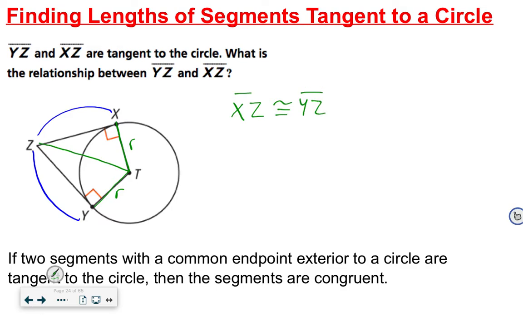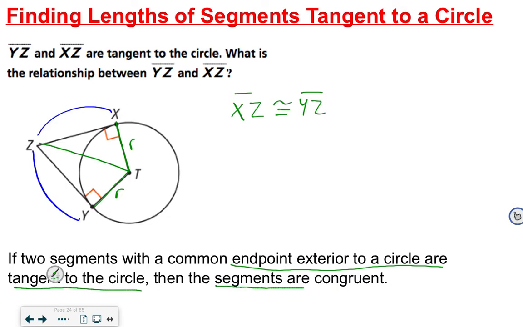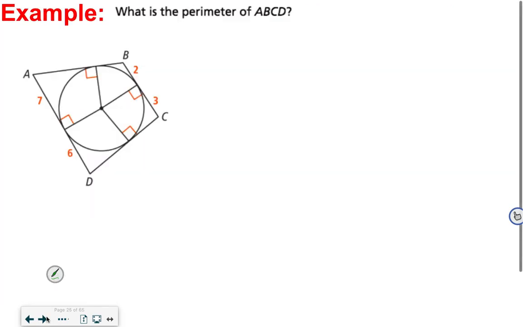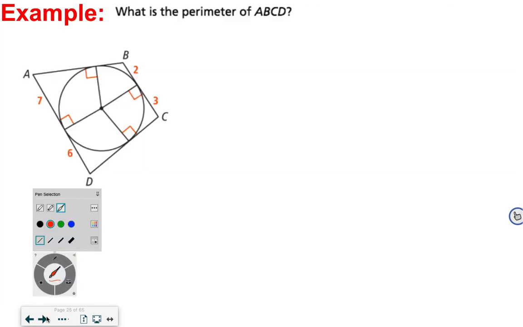So, if two segments with a common endpoint exterior to a circle are tangent to a circle, then the segments are congruent. This is important. So these are two congruent segments, XZ and YZ. How are we going to use this idea in the question?